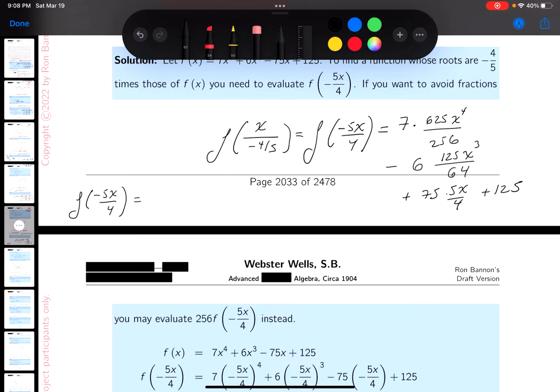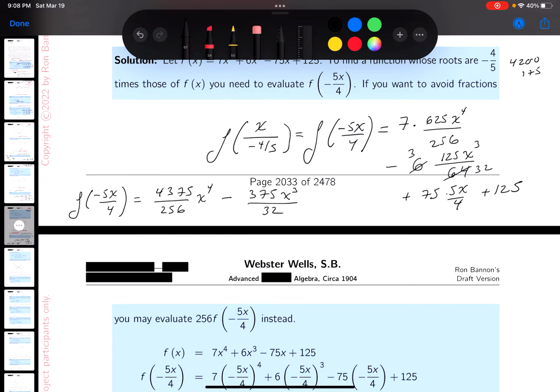And let's see, 7 times 625, that's 4,375. 7 times 625 is 4,200, and 7 times 25 is 175, so 4,375 over 256 x^4. And then what are you going to get? You got to reduce this, right? So I'm going to say 3 dividing by 2, 32. 3 times 125 is 375. x cubed over 32.